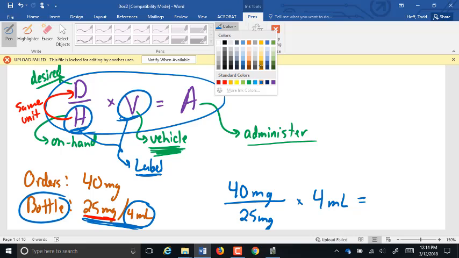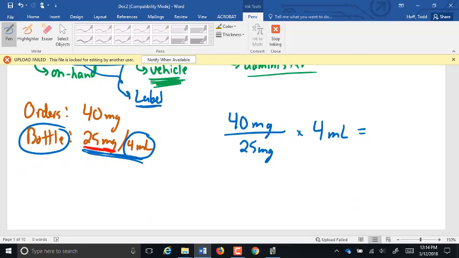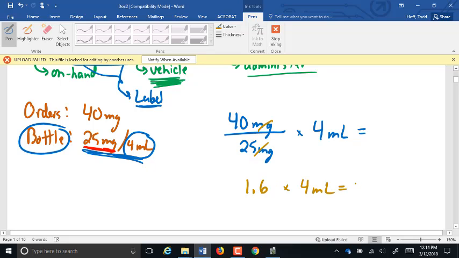So now it's just a matter of calculating it out. 40 divided by 25 is 1.6? And then 1.6, notice the units cancel out, the milligrams cancel out, so this is unitless. 1.6 times 4 milliliters is going to give us 6.4 milliliters is going to be administered to that patient.